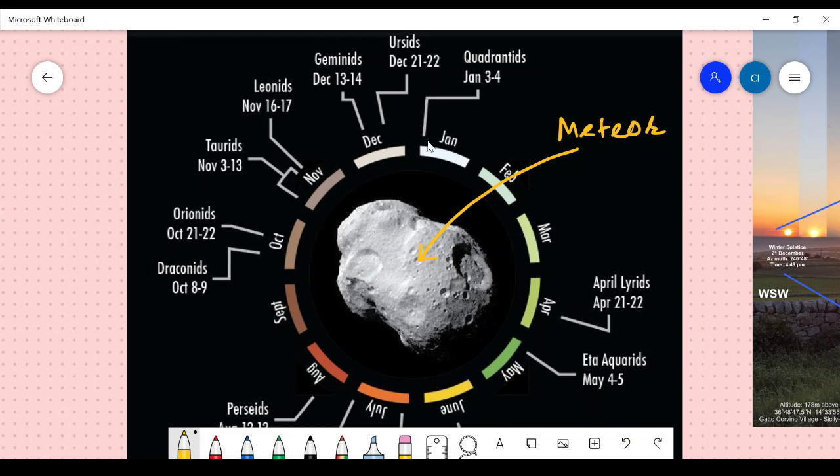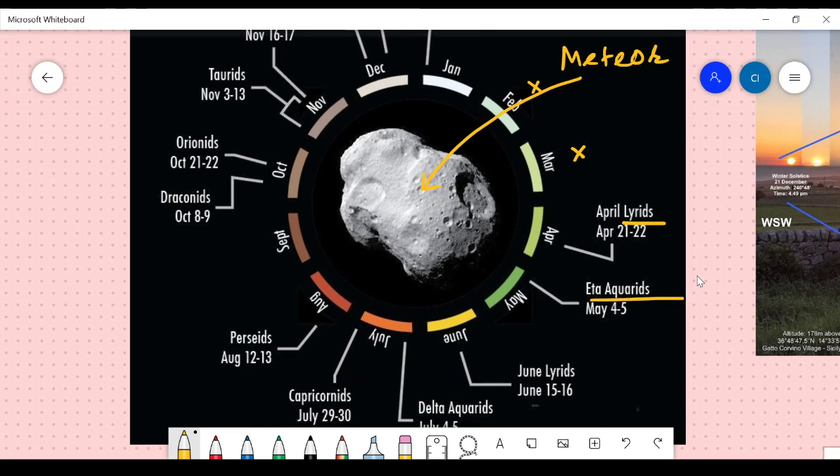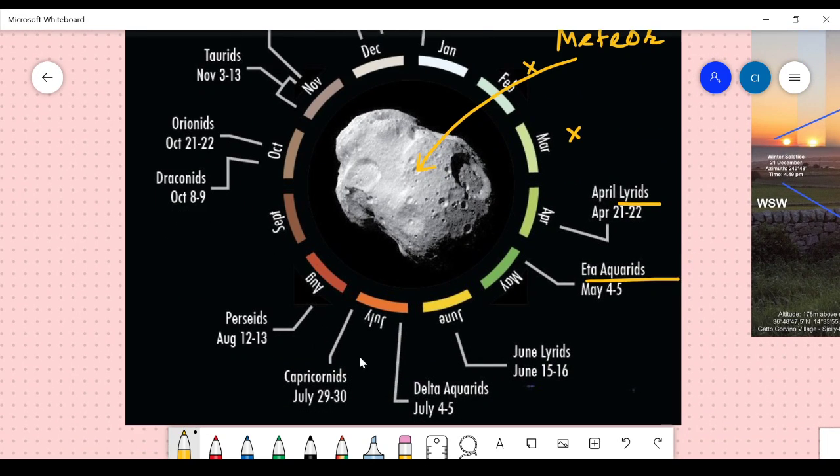Okay, so it starts from January. In January, you get meteors called the Quadrantids. In February, you don't have anything. In March, you don't have anything. In April, you have the Lyrid meteor. And between April and May, you get Eta Aquarids, and then you can see the Lyrid meteor in June, Aquarids again in July, Capricornids.